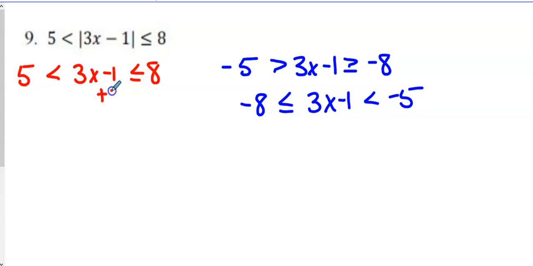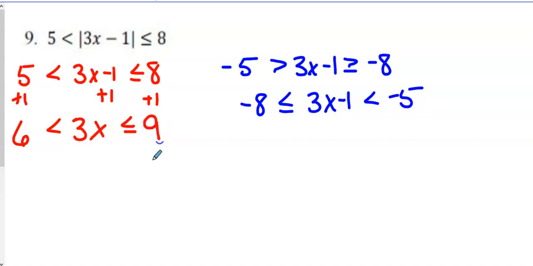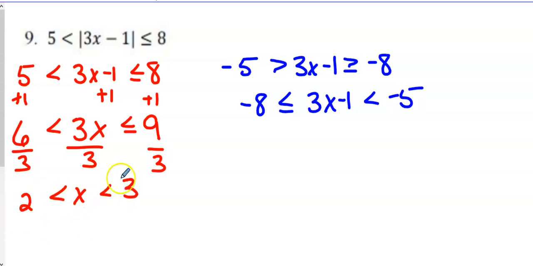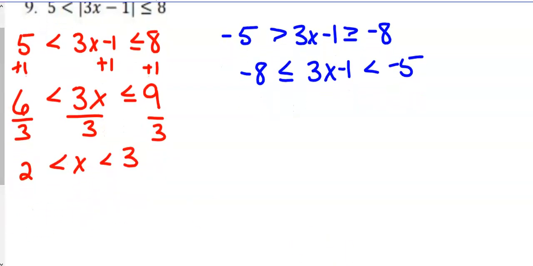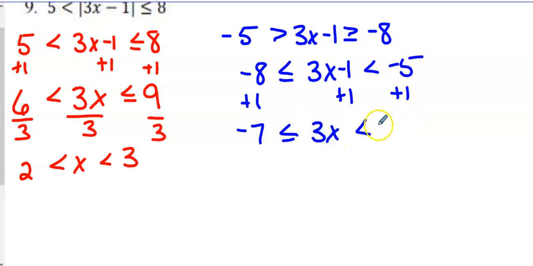Let's add 1 to everything. And then let's divide everything by 3, which we can divide and get whole numbers. So that's going to be 2 is less than x is less than 3. That's my first interval. Okay, and then let's go over here and do this one. Let's add 1. And then I'm going to divide by 3. These don't turn out to be whole numbers, but that's okay.